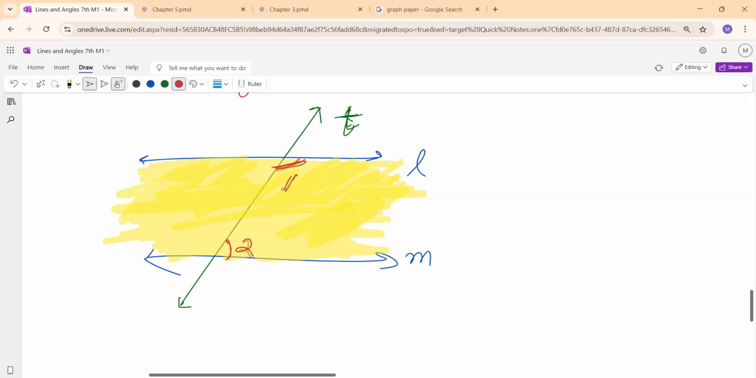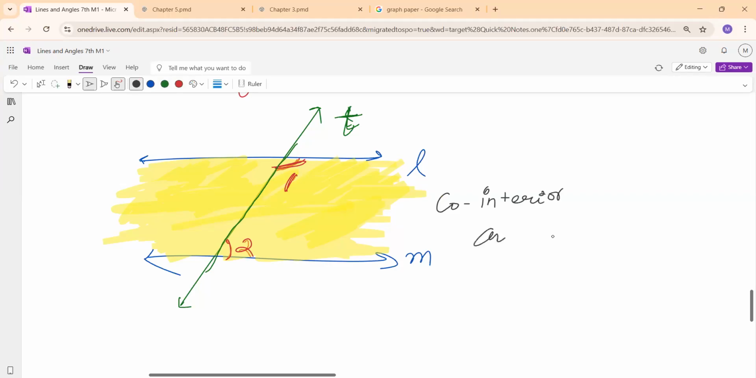Now, are these angles on the same side of the transversal or on the opposite side? They are on one side only, right? This is the transversal. So they are on one side of the transversal, both the angles. Basically this is known as co. Co means on the same side. So both the angles are on the same side and they are in the interior. So basically they are known as co-interior angles.